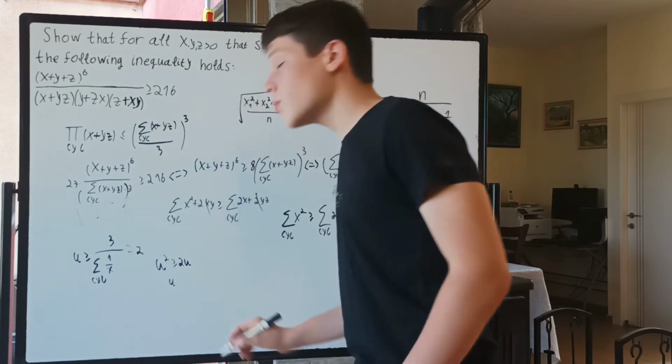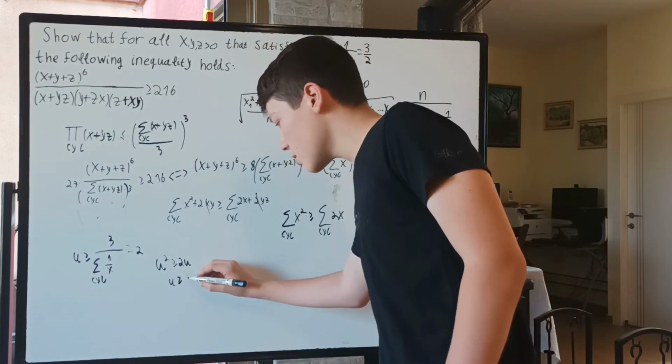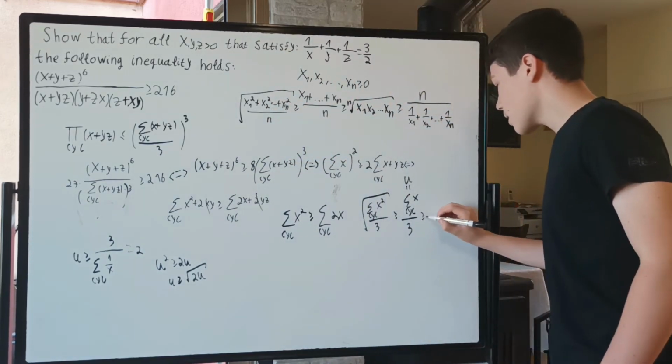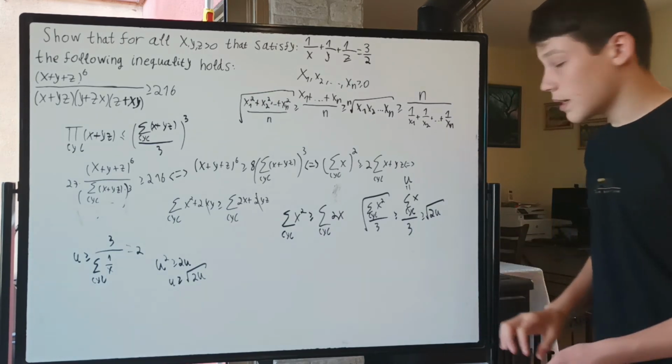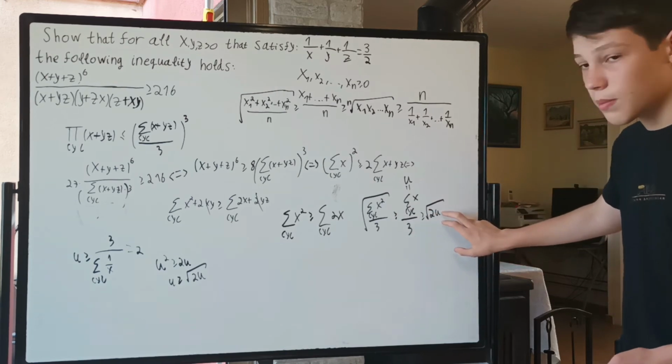We take the square root. These are positive numbers, so we're allowed to do that. And we get u is bigger than or equal than the square root of 2u. So this is bigger than or equal than the square root of 2u. And so, again, everything is positive here. This means that this number is bigger than or equal than this number.